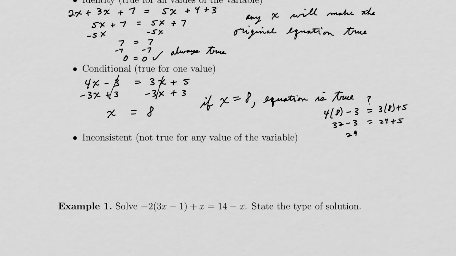Well, yeah, this is 29. That equals 29, right? So it checks. So that is our actual solution. And again, that's the most common case when we're solving linear equations in one variable. We're going to get an answer. Okay, the last possibility is you could have something like this.